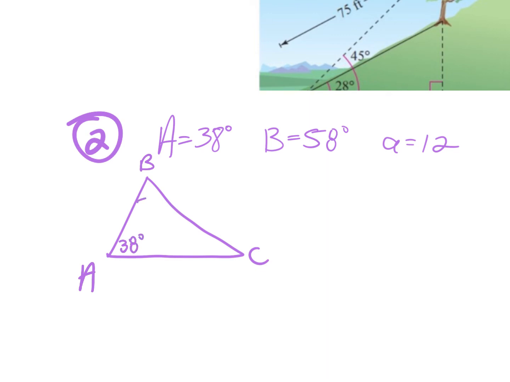Angle B is 58. Remember, you guys have multiple choice answers. So when it says solve the triangle, they might ask you for a couple different things, or they might just say solve for angle whatever, solve for side whatever. But how can I figure out what angle C is?